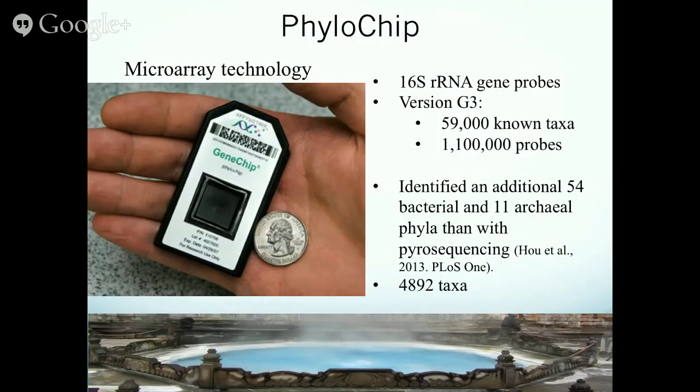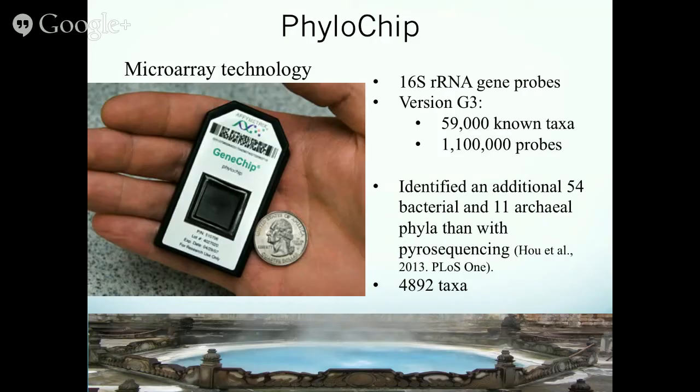This has an advantage. Because we're putting our DNA on there, and the detection of this DNA is not dependent on its concentration, we can dive much deeper into that rare biosphere than, say, some of the sequencing methods where we would have to sequence a lot more to be able to get to that same level. Of course, the disadvantage is that we're only going to be able to detect the taxa that are on that particular microarray.